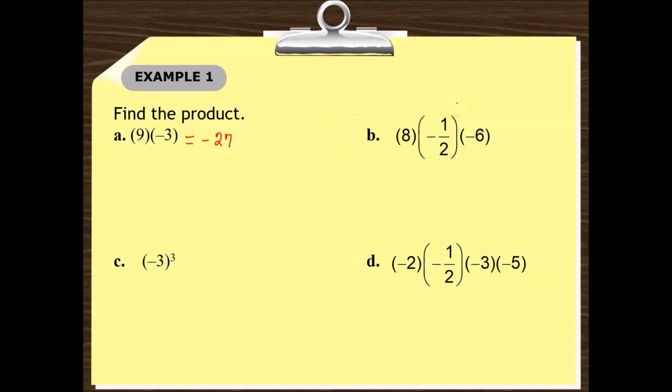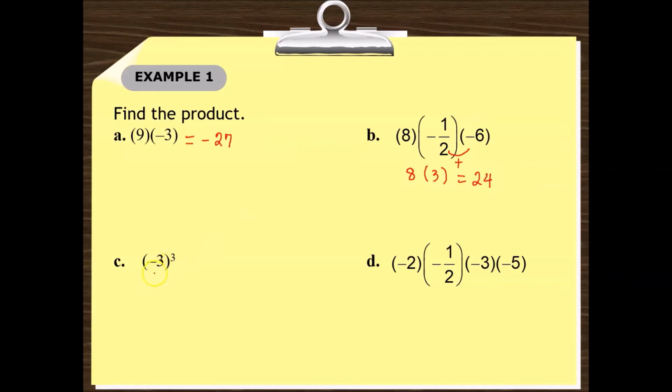For letter B, we have a positive and a negative and a negative. So these two numbers will give us a positive product and another positive over here. So we can go straight and get 8, and we can get half of 6, which is 3. So 8 times 3 is 24.